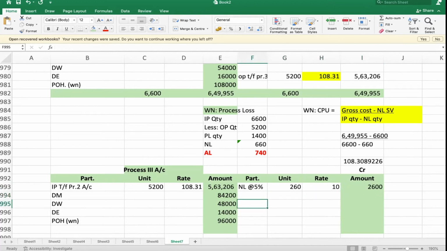Output transferred to, not output, it's nothing but the finished goods account. Am I right? Output transferred to finished goods, FG account. You know which one is FG here? Which one is FG, finished goods?